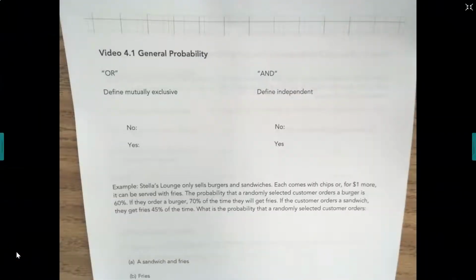Welcome to video 4.1 on general probability. There are a lot of different probability rules that we had talked about as part of our class, but we're going to focus on two main ones of what's most likely to be seen on the AP exam. There are others you need to review as part of your review process.